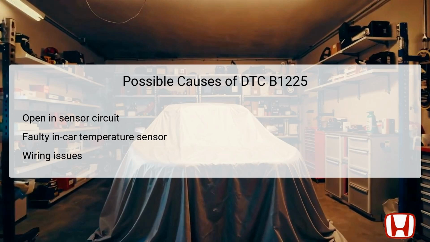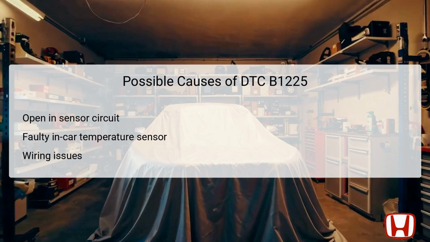One common issue is an open in the in-car temperature sensor circuit, which can happen due to damaged wires or poor connections. This open circuit prevents the temperature sensor from relaying accurate data to the climate control unit, leading to various HVAC issues. Another significant cause may be a faulty in-car temperature sensor itself. This sensor could be damaged or malfunctioning, directly impacting its temperature readings.